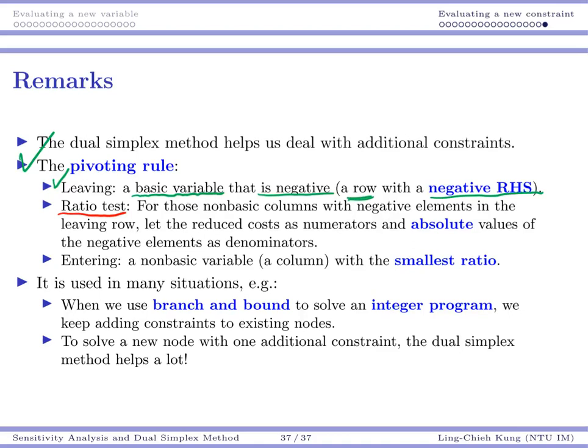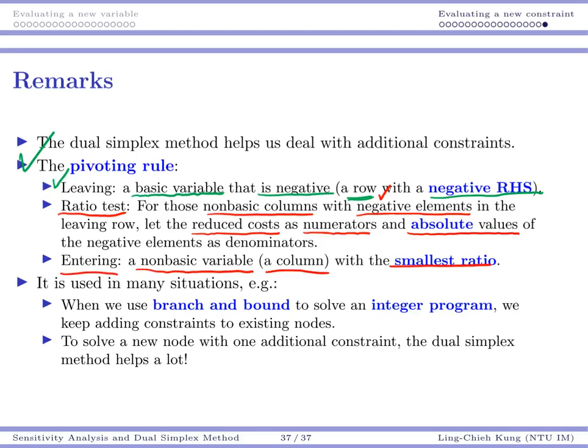We are going to look at all those non-basic columns, and the candidate should have a negative element in the leaving row. Otherwise, it's not going to fix the bug at the right-hand side. So once we do this, we check the reduced costs as numerator. We do all these divisions, take absolute values of all these ratios, and see which one has the smallest absolute ratio. That non-basic column will enter the basis.